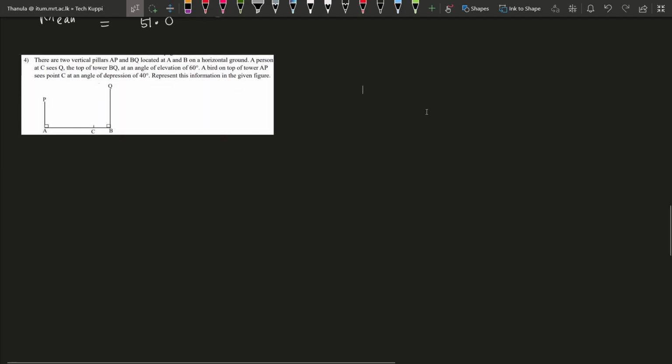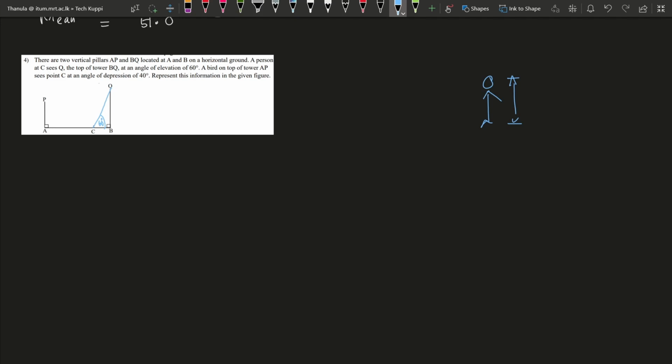There are two vertical pillars, AP and BQ. AB is there, BQ is there, right? A person at C. Now the person is there. Remember that we neglect his height with respect to the heights of AP and BQ, right? Observer is there. The top of the tower BQ. Now he sees the point Q at the angle of 60. So you need to mark that one, right? This part is 60 degrees.